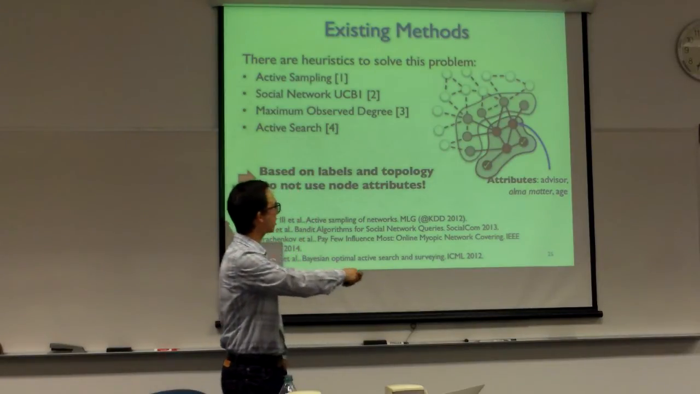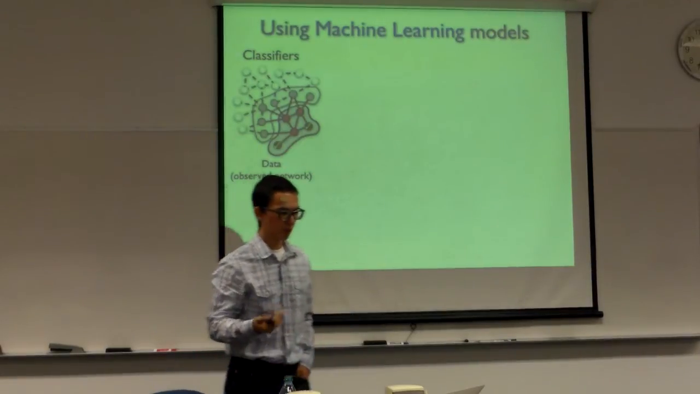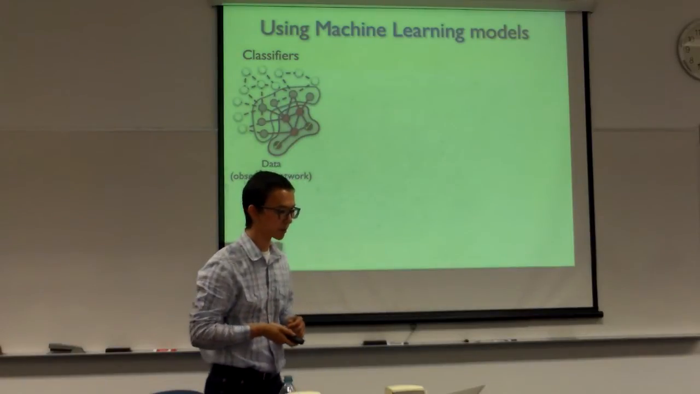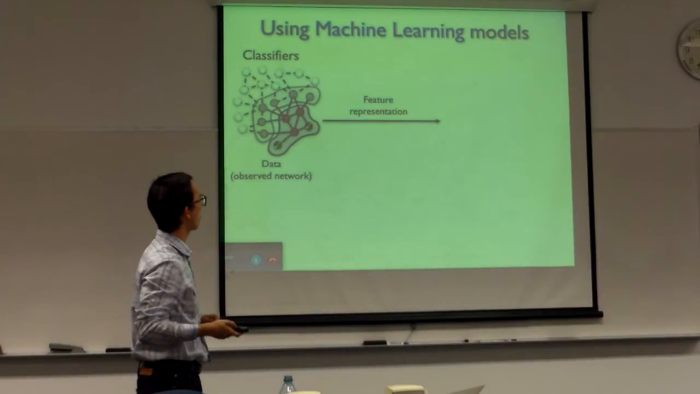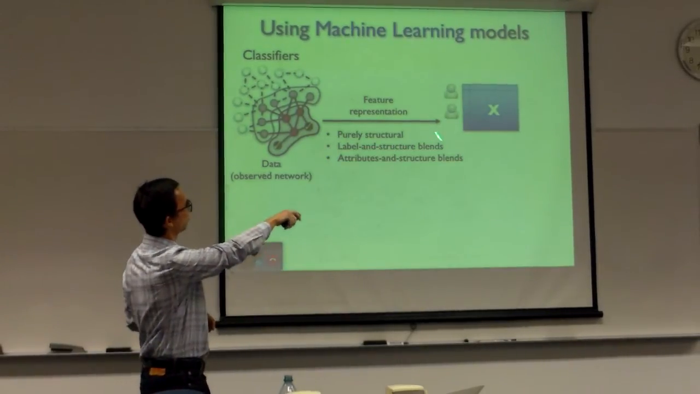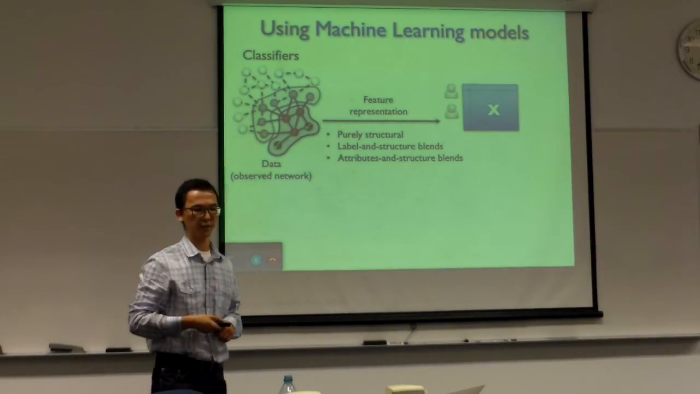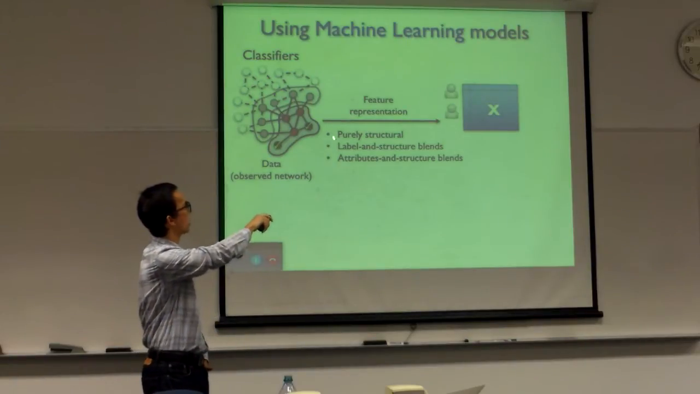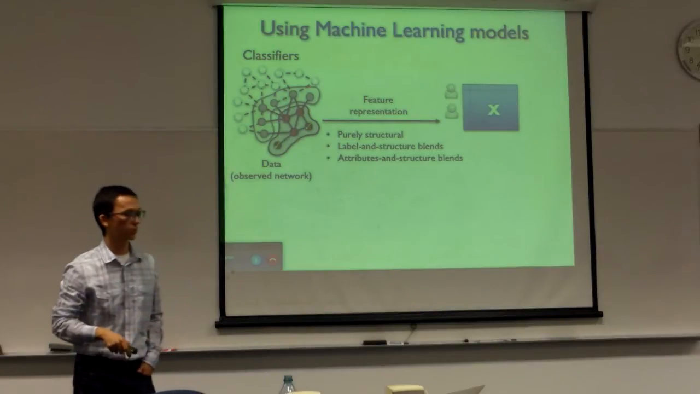So the natural way to do that would be to use a machine learning method, or more precisely classifiers for supervised learning problems. And in our case, the data is the observed network, which we have to represent as features somehow. The problem of designing features is interesting per se, and I explained some of the features we designed in the proposal. So today I'm just going to say that they can be roughly categorized into purely structural, label and structural blends, and attributes and structural blends.